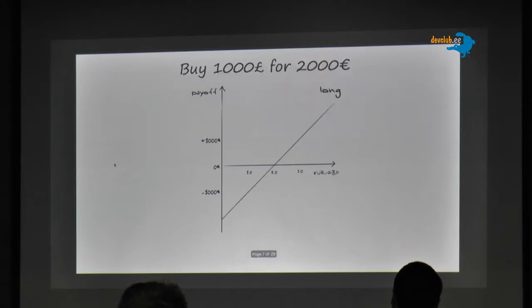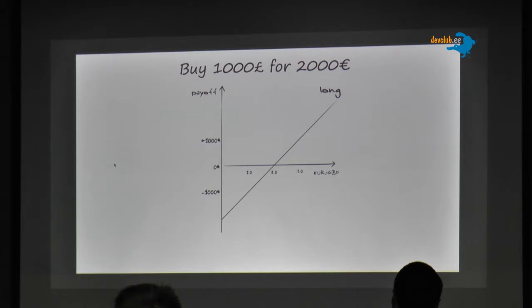Okay, so now let's say we buy £1,000 for 2,000 euros. So this means the exchange rate is exactly 2.0, right? We're here. And we go a long position. That's something that the finance people call a long position. All right, so what does it mean? Why does the graph look like this?